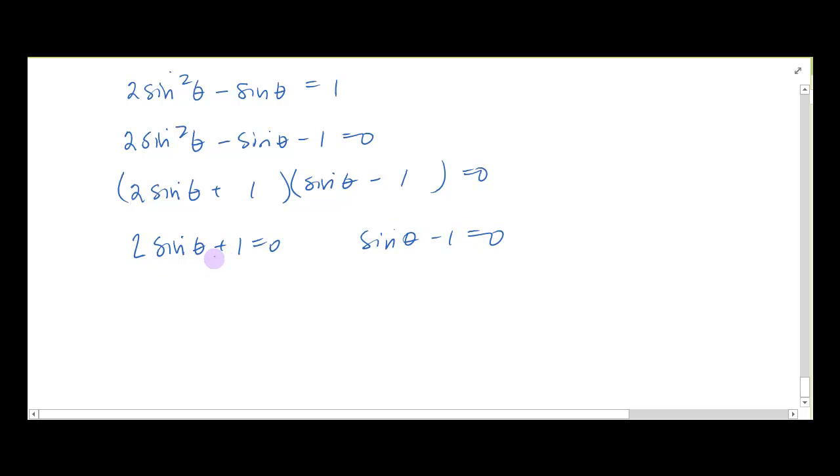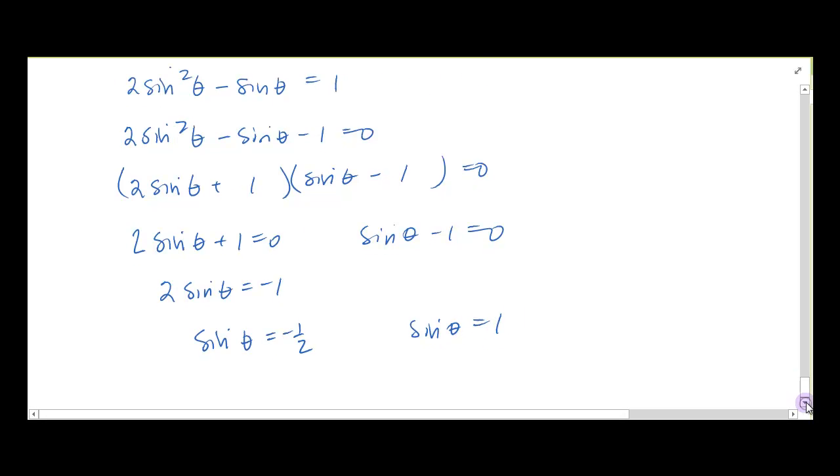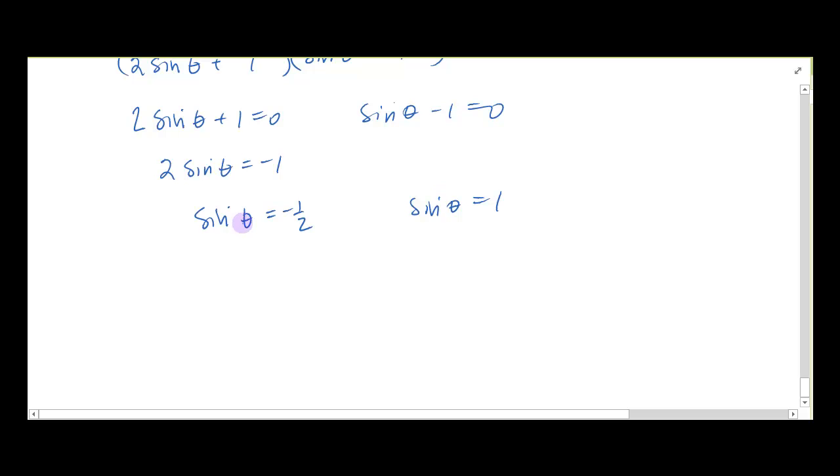Solving the left-hand equation, I get 2 sine theta is negative 1, so sine theta would be negative 1/2. And over here, I add 1 to the other side, and I see that sine theta would be positive 1. So now I have to decide on each of these, what is the angle represented when I take the sine of it, I get that answer. So on the left-hand side over here, when I take the sine of something, I get negative 1/2. Well, that's occurring in quadrants 3 and 4, and so that value would be 210, and again at 330.